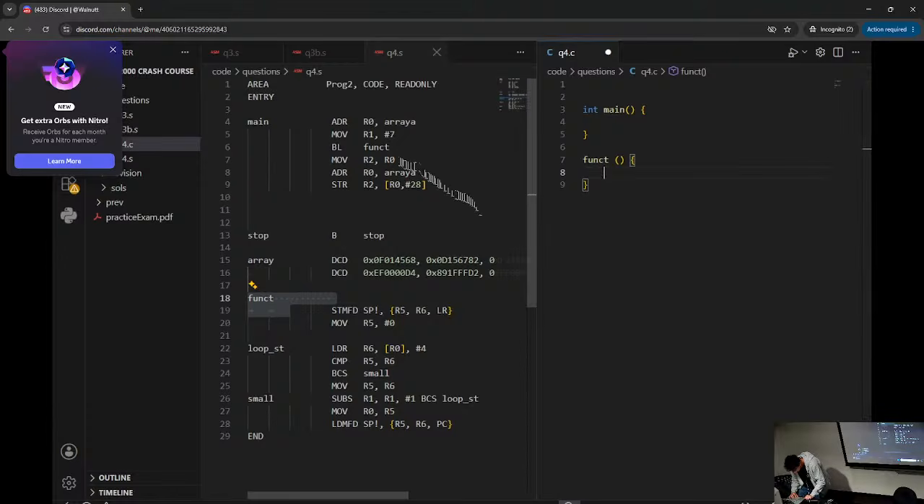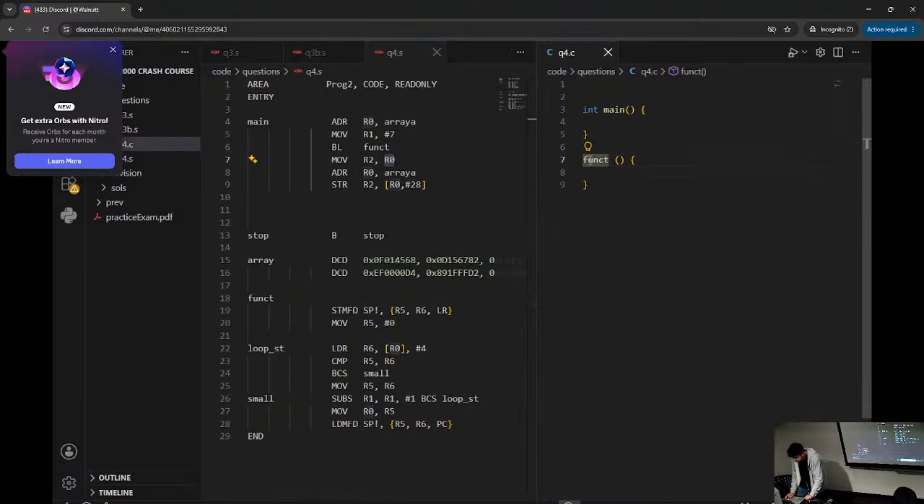And it looks as if it returns an R0. So this thing does return something. I'm just going to assume int. Oh, oops. So it's a function that returns something.